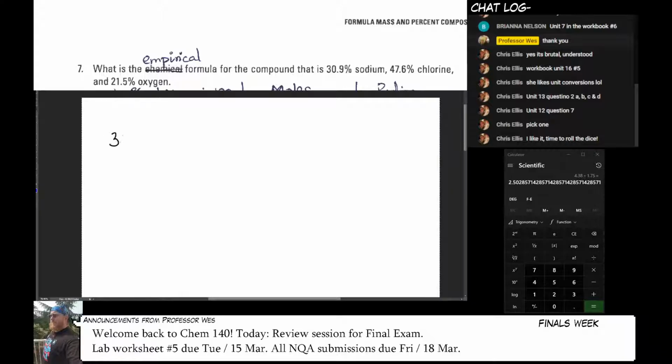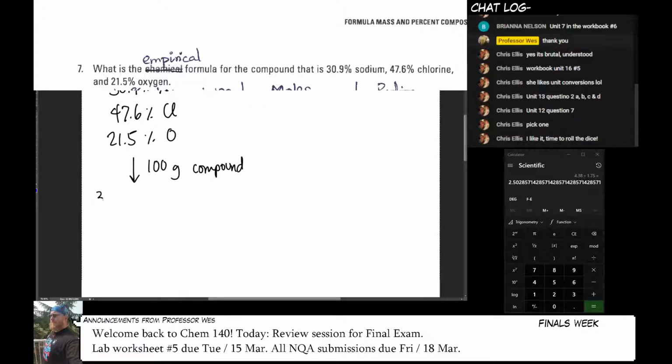So we got 30.9% sodium. 47, that's not 47. 0.6% chlorine. 21.5% oxygen. And so if we just do this, we say, okay, if I have 100 grams of compound, and I apply all these percentages to that, then I just end up with these as masses, right? So I could just do this.